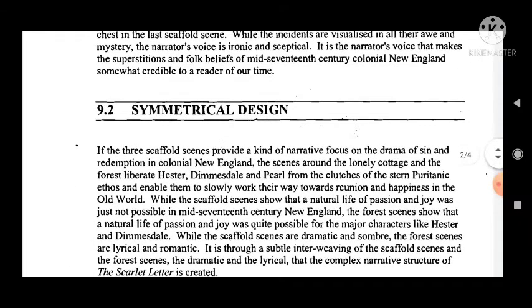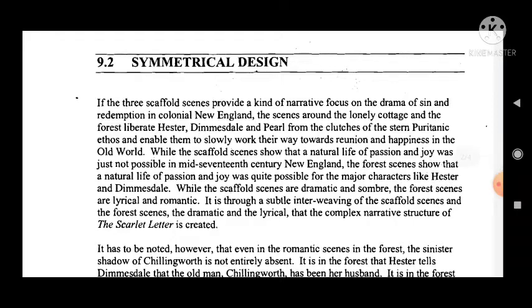Then come to symmetrical design. The three scaffold scenes provide a kind of narrative focus on the drama of sin and redemption in colonial New England. The scenes around the lonely cottage and the forest liberate Hester, Dimmesdale and Pearl from the clutches of the stern Puritanic ethos and enable them to slowly work their way towards reunion and happiness in the old world. For the scaffold scenes show that a natural life of passion and joy was just not possible in mid-17th century New England. The forest scenes show that a natural life of passion and joy was quite possible for the major characters like Hester and Dimmesdale.